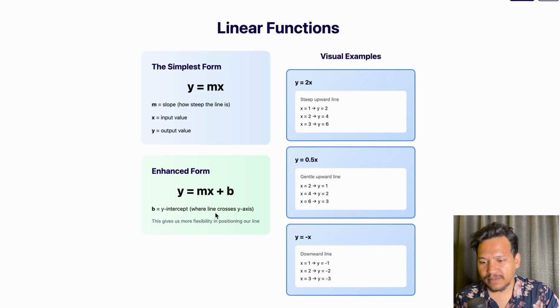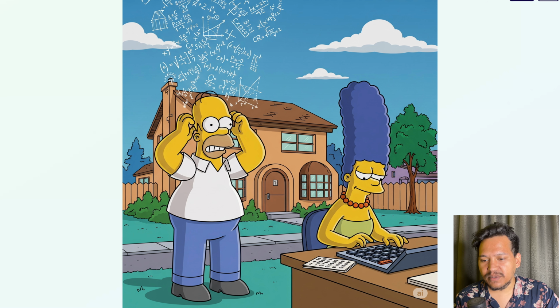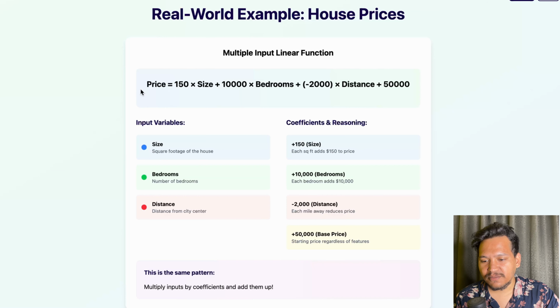y = mx + b, where b is the y-intercept, where the line crosses the y-axis. Remember our house price example? Price equals 150 multiplied by size, plus 10,000 multiplied by bedrooms, plus minus 2,000 multiplied by distance, then plus 50,000. This is a linear function with multiple inputs. It's the same pattern. Multiply inputs by coefficients and add them up.